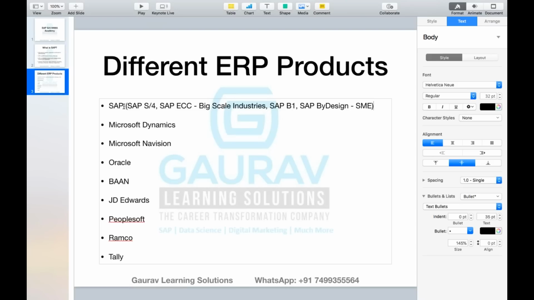Right? So SAP is an ERP, but SAP is not the only ERP. There are a lot of other ERP vendors available in the market which are competing with SAP. But still, because of the features of SAP ECC and SAP S4 HANA over the last 15-20 years, SAP is very much powerful in the market.